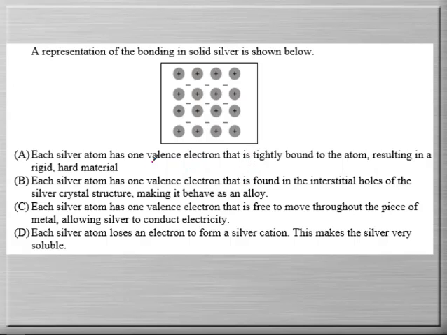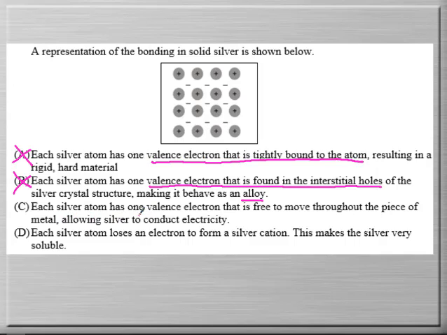So A says the valence electron is tightly bound to the atom. That's not right because, again, our electron's free to move. B says the valence electron is found in the interstitial holes, making it an alloy. Well, alloys are a mixture of metals, and so that can't be right.